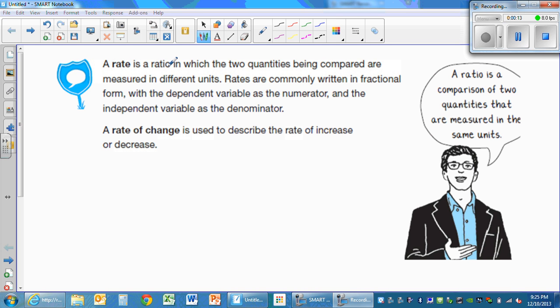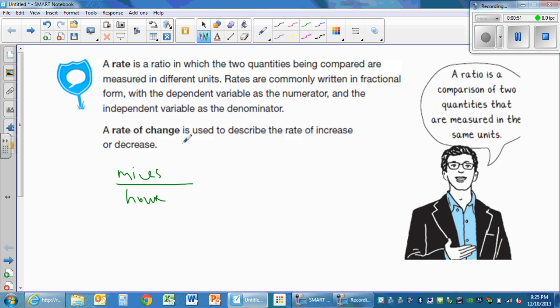A rate is a ratio in which two quantities being compared are measured in different units. So for example, we talk a lot about miles per hour. Rates are commonly written in fractional form, just how I've written it over here, with the dependent variable in the numerator or up on top and the independent variable as the denominator. That means that the miles depend on how many hours you've been traveling.